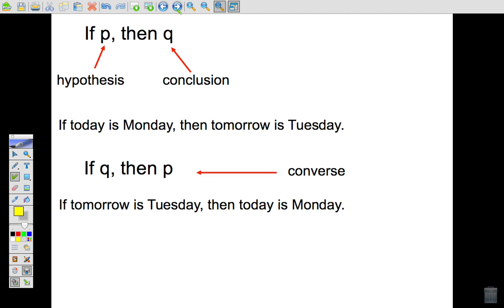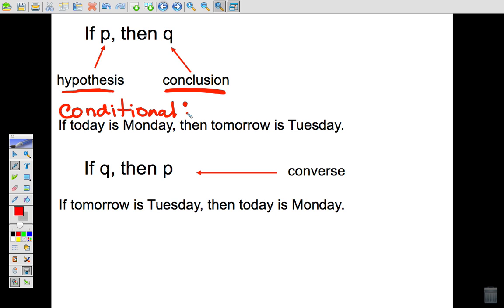Now let's take a look at another conditional. I just kind of reviewed at the top, if P, then Q. Remember the first part, the if part is the hypothesis, the then part is the conclusion. All right, let's take another example of a conditional. So I want you to write this down. If today is Monday, then tomorrow is Tuesday.